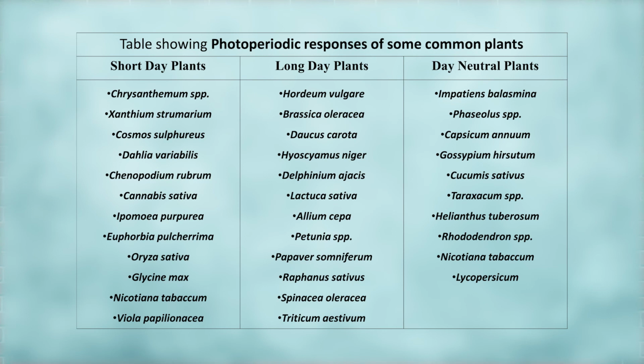And this table shows the photoperiodic response of some common plants. Here Xanthium, Dahlia, Cannabis are the short day plants, and Hordeum, Brassica, etc. are the long day plants, and Impatiens, Phaseolus are day neutral plants.